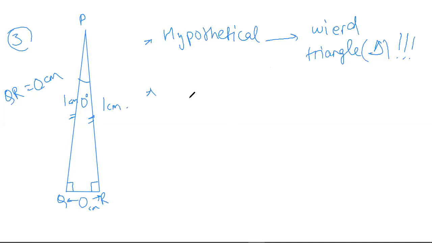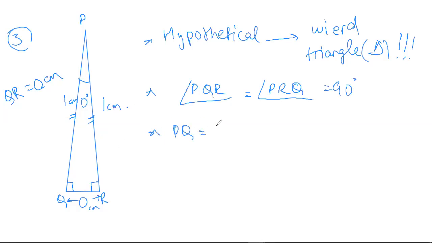This is the 90 degree. Angle PQR is equal to angle PRQ is equal to 90 degree. Then our side PQ is equal to PR, which is equal to 1 centimeter. Both of these sides are equal. And our angle QPR is equal to 0 degree. Why? Because 90 plus 90 is 180, and there are no angles left to add up to 180. So therefore the remaining third angle will be 0 degree. So therefore this is our third triangle.